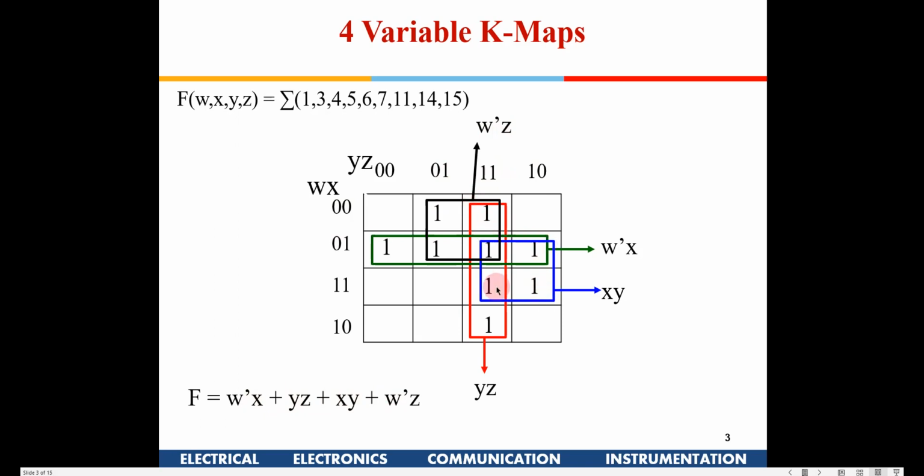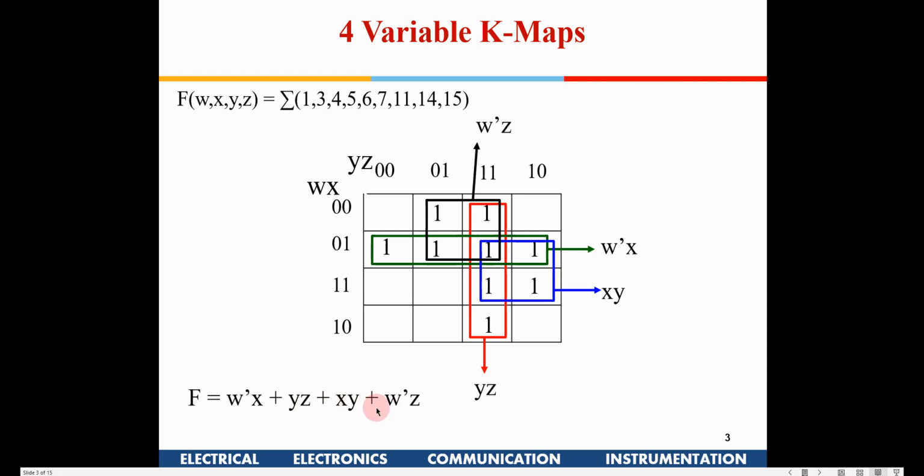You have 1, 2, 3, 4 boxes, so corresponding to that there are 4 expressions. So this is the simplified way we can implement this function. Now you require 4 2-input AND gates and 1 4-input OR gate. Okay, is this thing clear? What we require for hardware implementation is 4 2-input AND gates and 1 4-input OR gate.